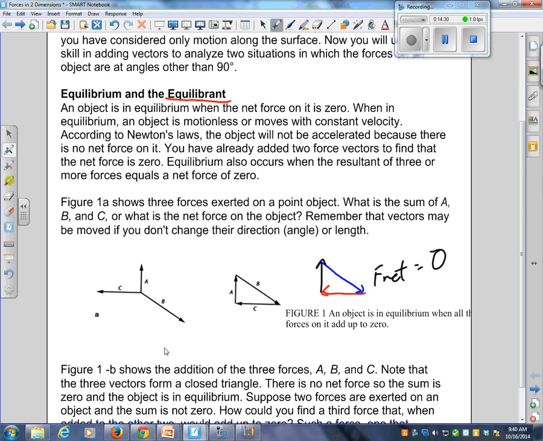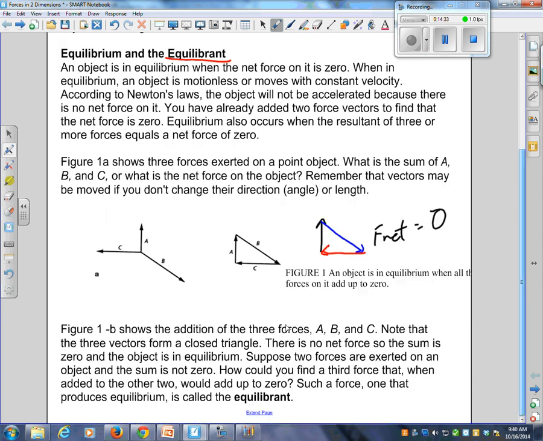Figure 1b shows the addition of 3 forces, A, B, and C. Note that the three vectors form a closed triangle. There is no net force, so the sum is 0, and the object is in equilibrium. Is it moving? Maybe. Correct answer is maybe.